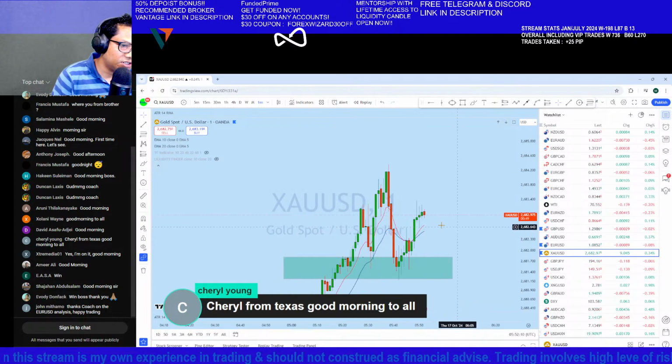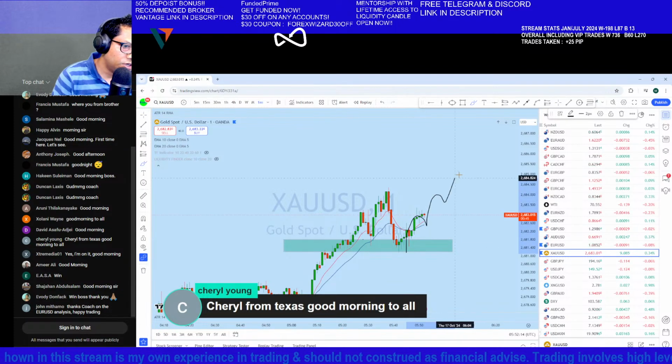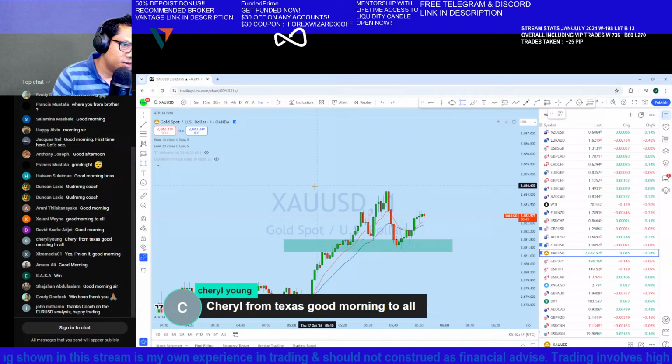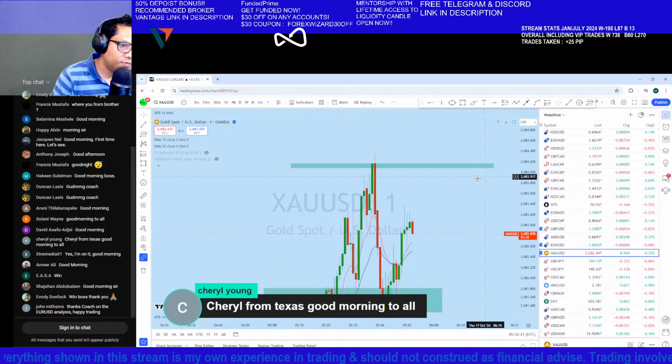The way the market structure is forming, it may remain bullish, I think. Okay, so we might see that it's remaining bullish from a long-term perspective.